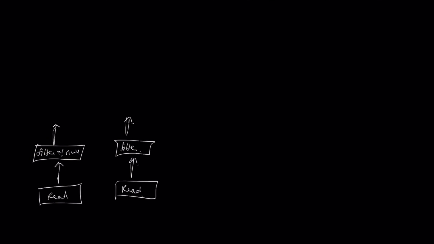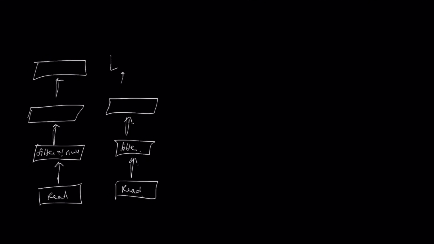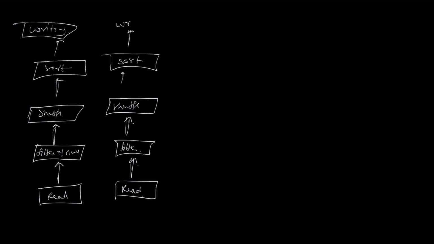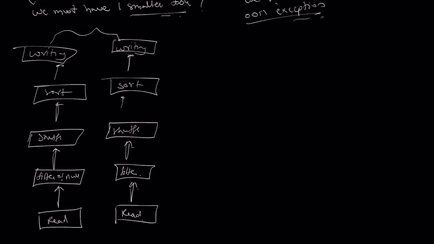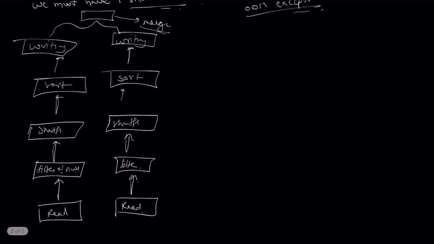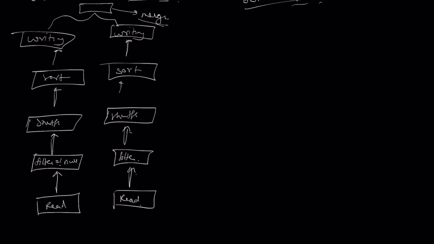Once Spark has done the filtering, it will be shuffling the data. Once the shuffle has taken place, it will be sorting it out. Shuffle, shuffle, sort, sort. Then it would be writing it, and then another job would be reading this and merging it. This is how the shuffle sort merge join occurs.